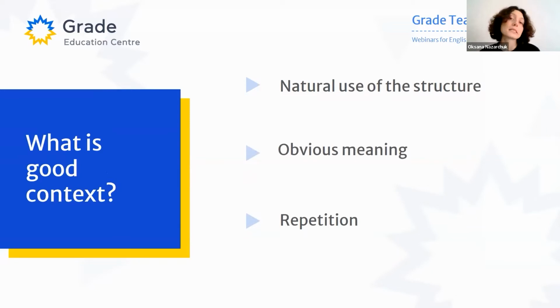So in order, for example, to choose a good reading text, it's necessary to make sure that the structure is used in this text a lot. So there is a lot of repetition of the structure, and your learners can see it, can notice it later on, and you will use these sentences for your explanation.